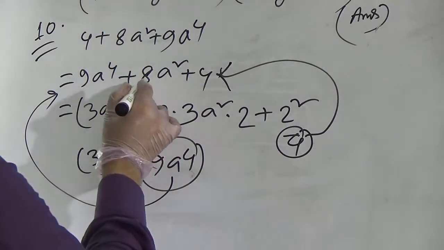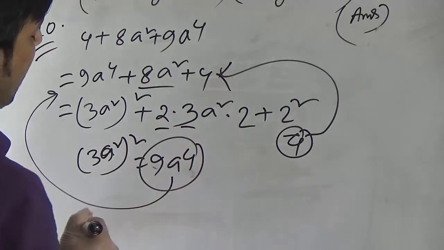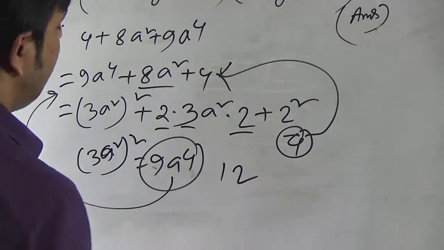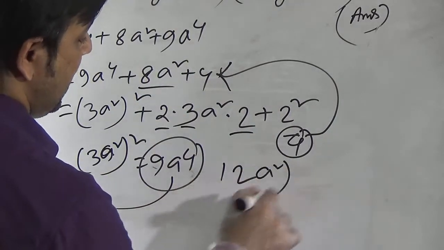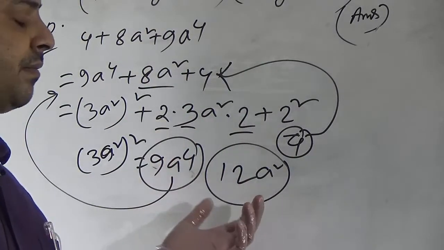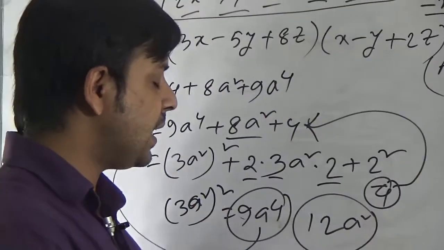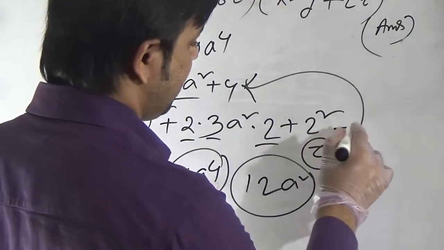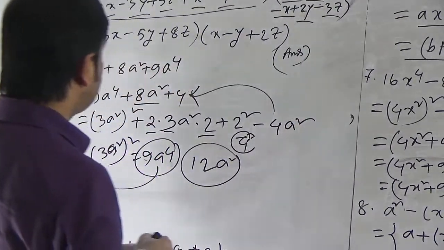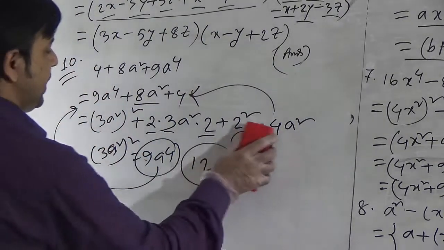Now we have to observe the middle term. Here 2 into 3 means 6, 6 twos are 12. Here is 12a square. But given 8a square, I have written 12a square. I have written 4a square more. So we have to subtract 4a square from this, to make balance.